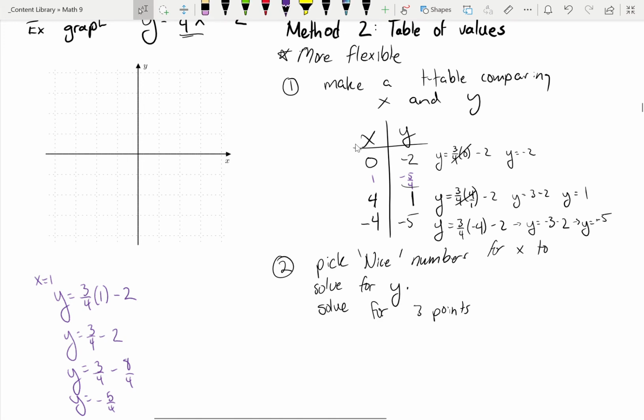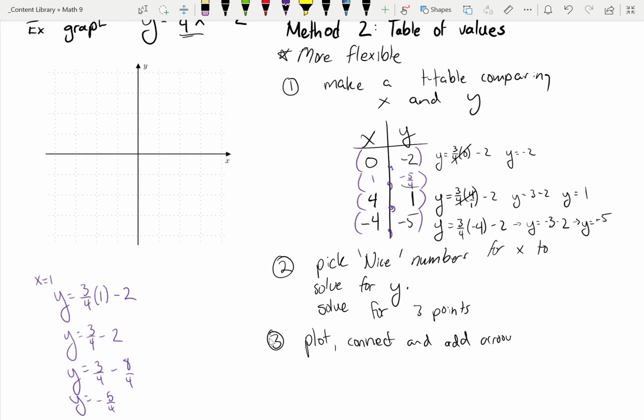And now what you can see is what I actually have, if I put these in brackets, is a bunch of ordered pairs. I have a value for x and I have a value for y. So the last step is plot, connect, and add arrows.